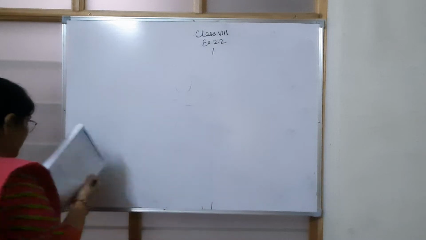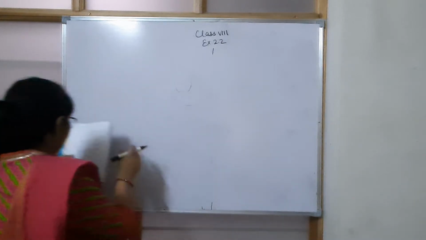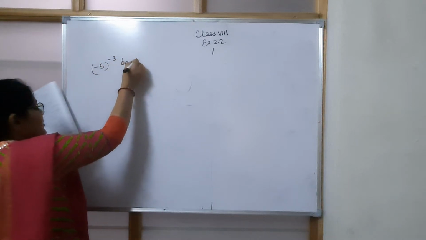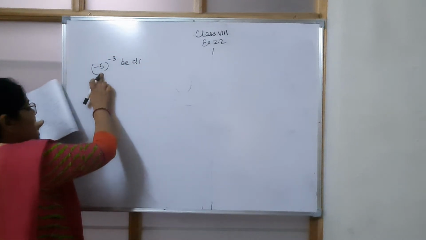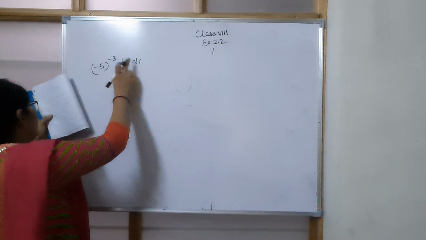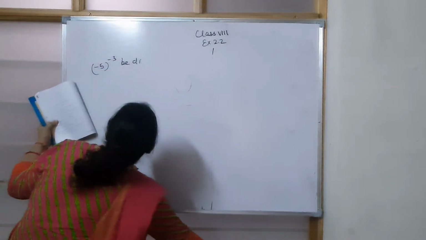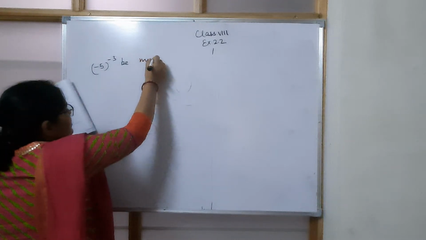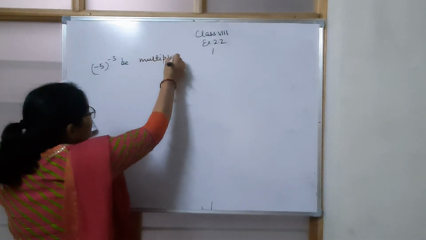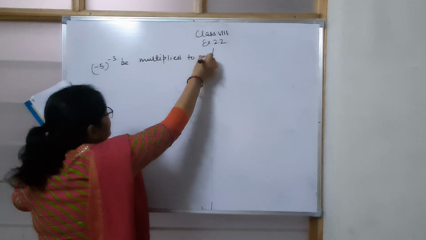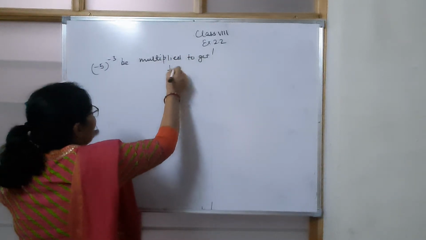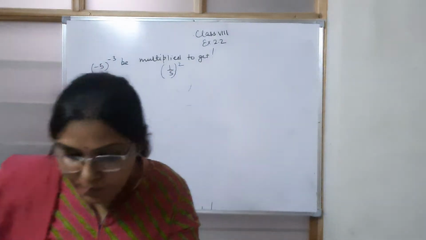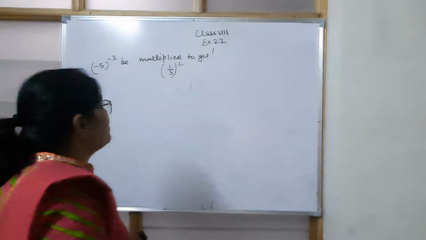Now our 16th question is, by what number should minus 5 raised to the power minus 3 be multiplied? It is given in the question, be multiplied to get 1 upon 5 raised to the power 2. It's very much easy, right? So by what number should minus 5 raised to the power minus 3 be multiplied?